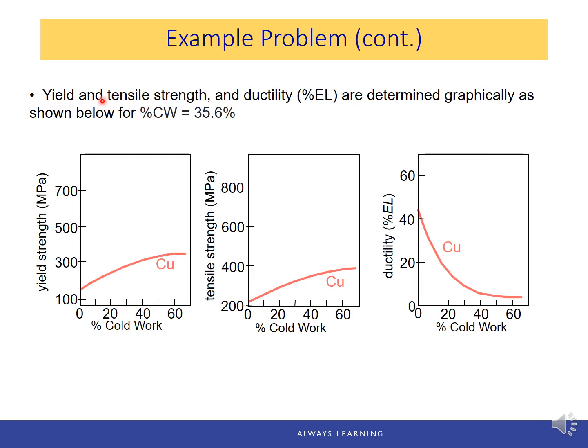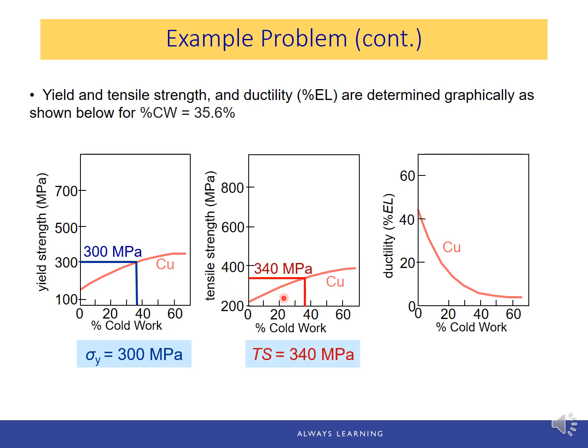Next, the mechanical properties of the copper can be determined graphically from the percentage cold work versus yield strength, tensile strength, and ductility plot. So we know that percentage cold work is 35.6, and we can find the corresponding yield strength, which is about 300 megapascal. Same idea for the tensile strength: it's approximately 340 megapascal. And for the ductility at 35.6%, it's about 7% elongation.